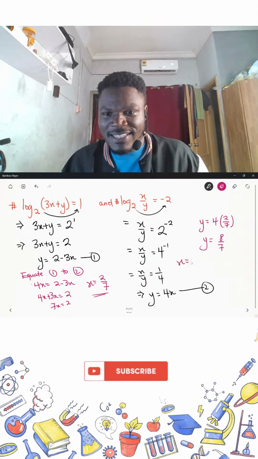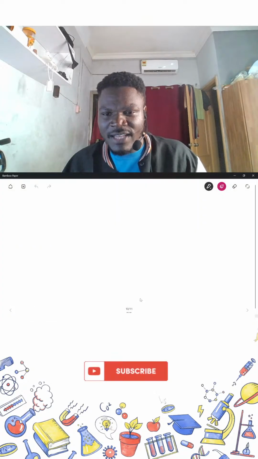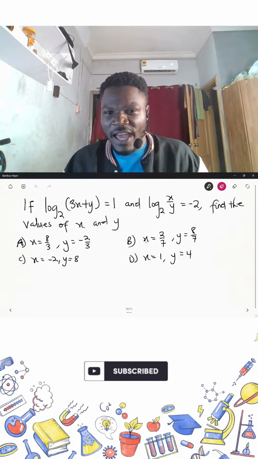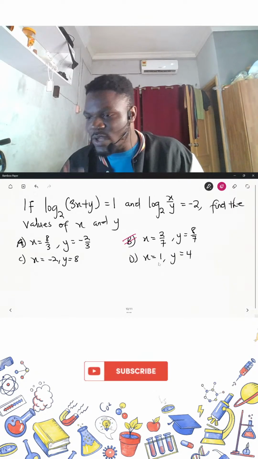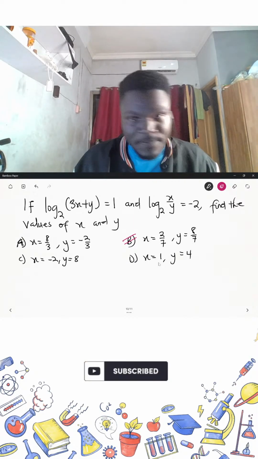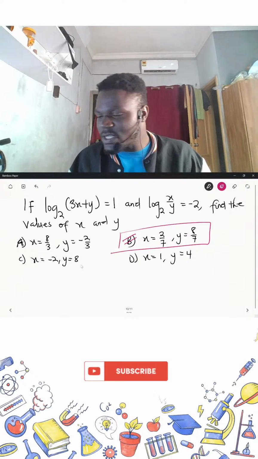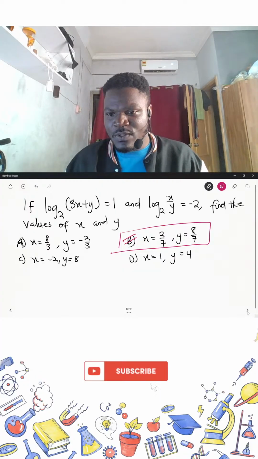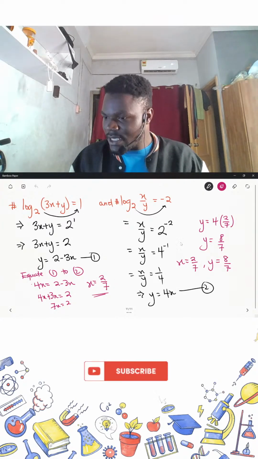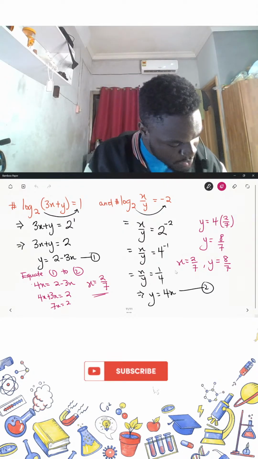So the value of x here is 2 over 7, and y is 8 over 7. Let's look at the possible options to see which of them is the correct answer. We have x is equal to 2 over 7 and y is equal to 8 over 7, and that is option B. So therefore option B is the correct answer for this particular problem. Are we okay? All right, let's proceed. Like I said, this is the solution to that particular problem. Now let's have a look at another question.